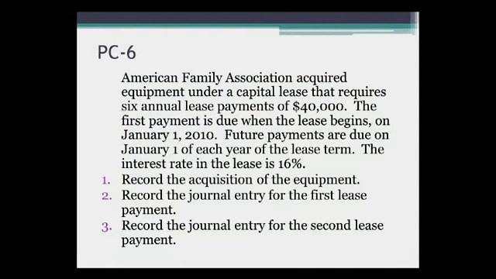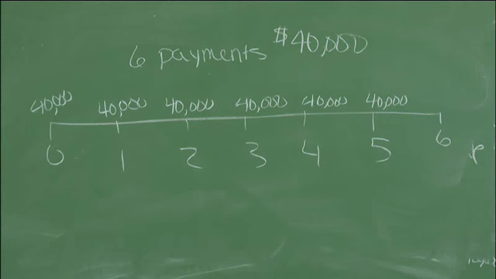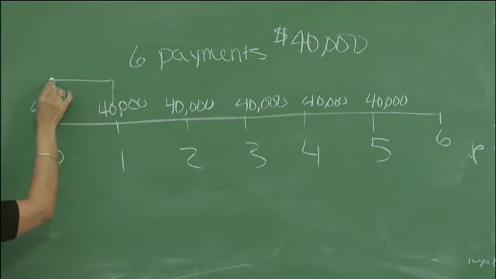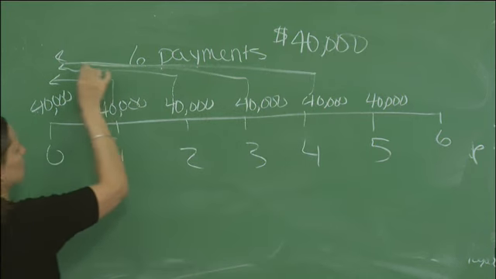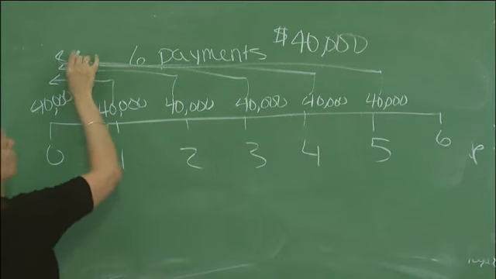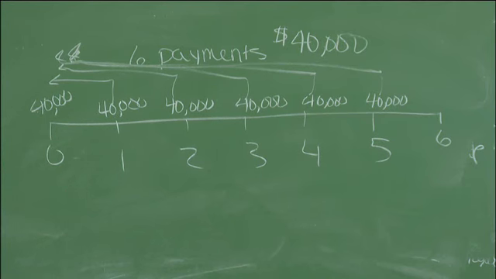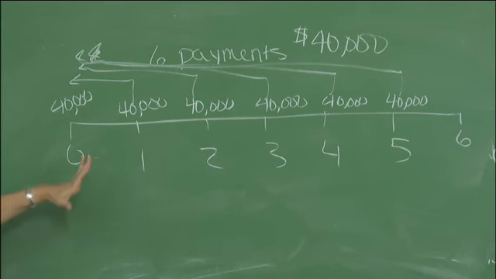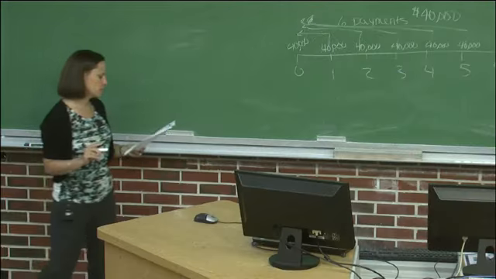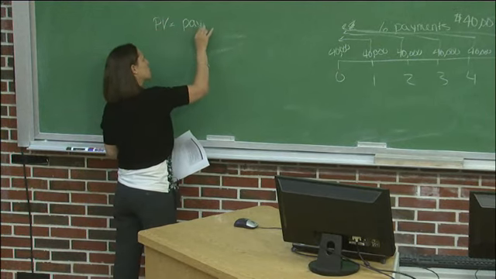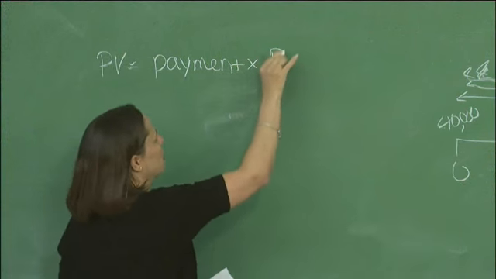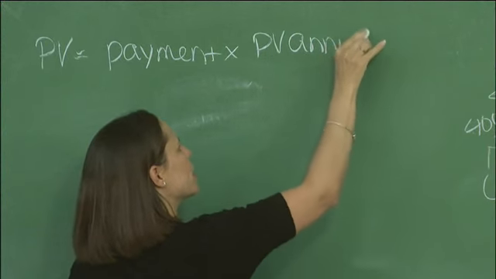Well, this $40,000 payment is already in present value terms, right? We're paying that cash today. So we only have to figure out the present value of these payments. To figure out how much this equipment is valued at, the equipment is valued at whatever the present value of this series of cash flows is. So under our equation, our present value equals our payment multiplied by the present value of an annuity factor.